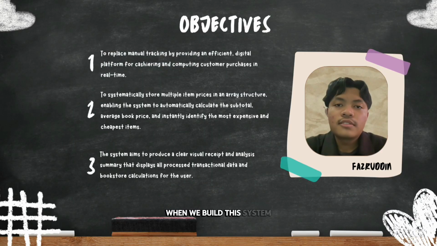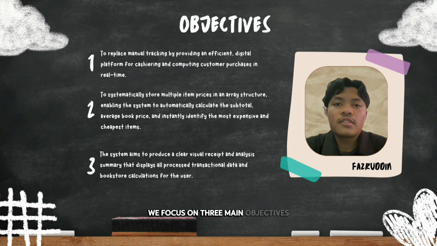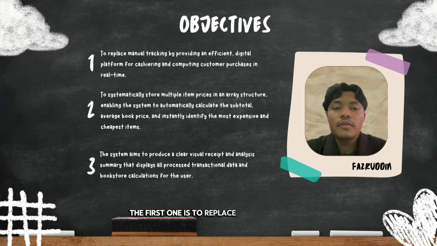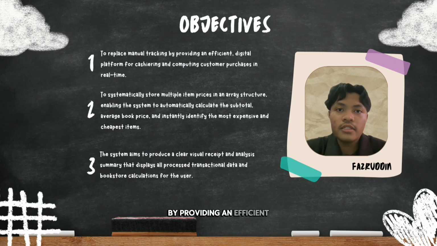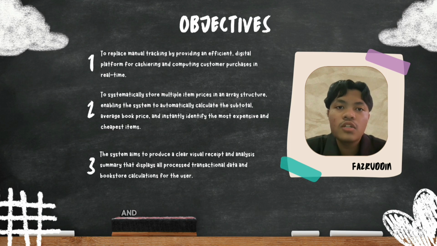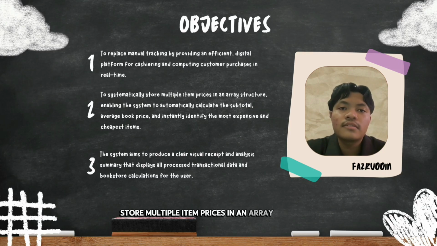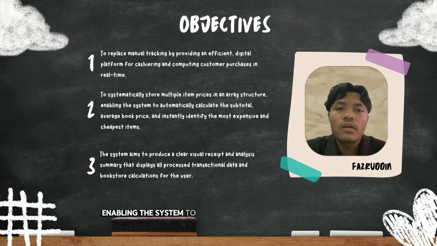When we built this system, we focused on three main objectives. The first one is to replace manual tracking by providing an efficient digital platform for cashiering and computing customer purchases in real time. Next is to systematically store multiple item prices in an array structure, enabling the system to automatically calculate the subtotal, average book price, and instantly identify the most expensive and cheapest item.